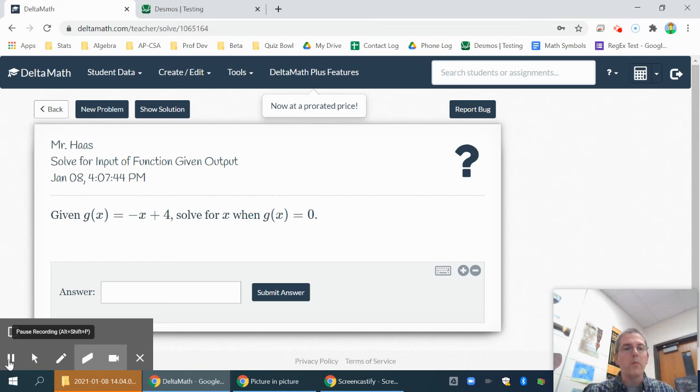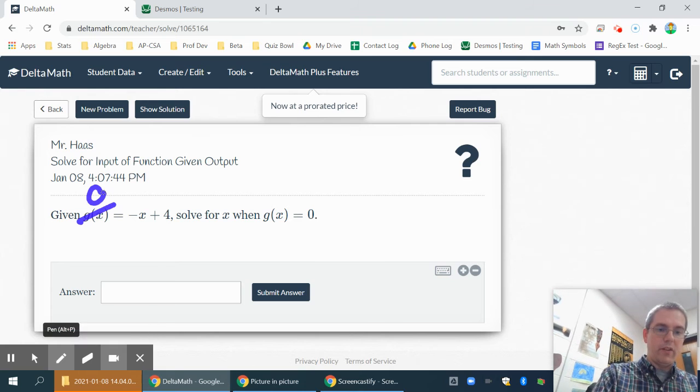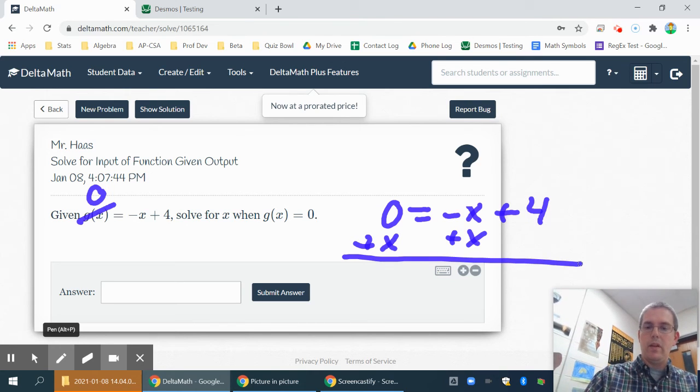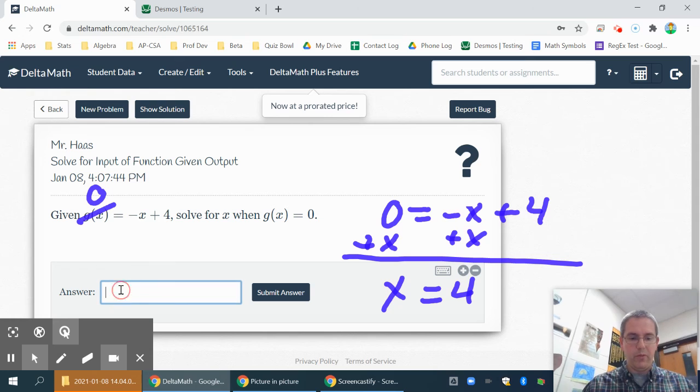On this particular problem, you have to look carefully because notice this time they didn't replace the x with a 0. They said g of x is equal to 0. So that means I'm going to replace the entire g of x with a 0. So I have 0 equals -x plus 4. Now you could solve this by hand. You could say 0 equals -x plus 4. I'd probably add x to both sides. And that will give me x equals 4, and that would be your answer. So that's how you can do those.